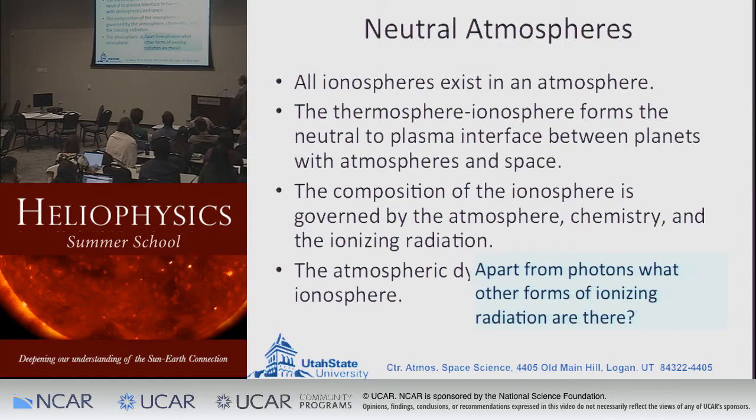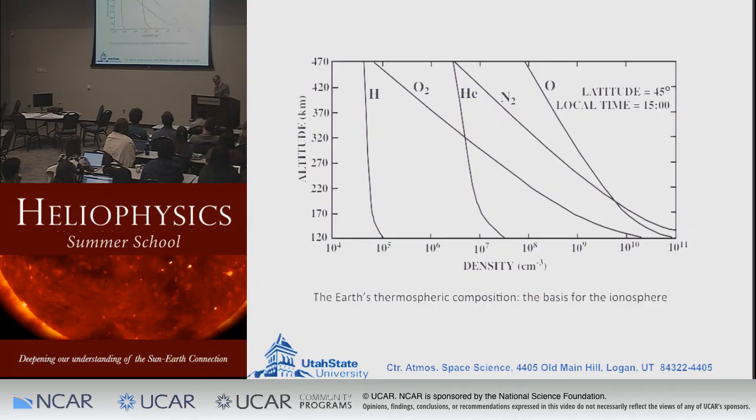So apart from photons, what other forms of ionizing radiation are there? That's a question. Quick. What else ionizes? Energetic particles, such as electrons, protons. Okay. Right, and we're going to come to that in the second half of the talk. But to begin with, we're talking about photons. Okay, so here is a very typical example you must have seen.